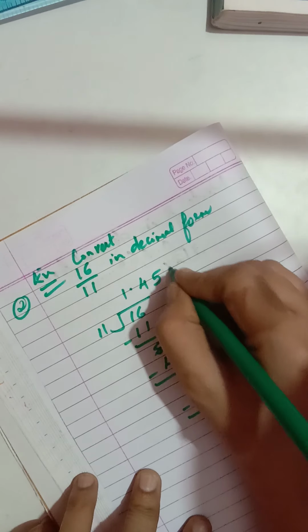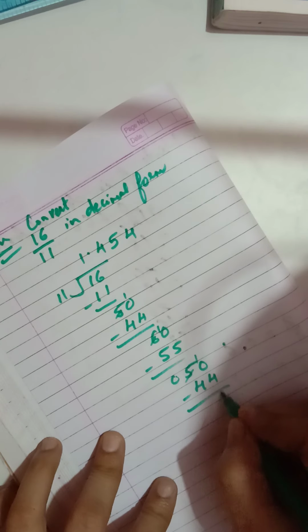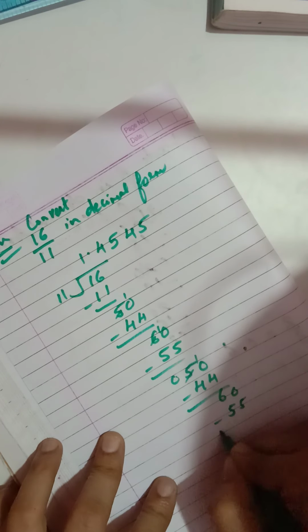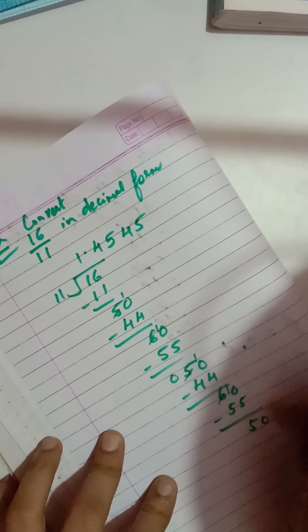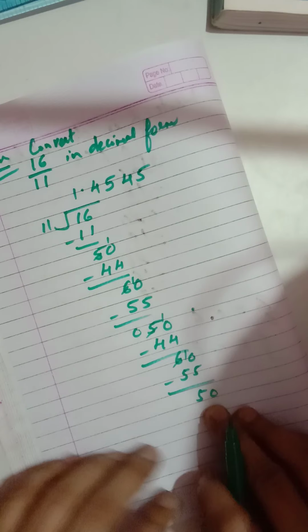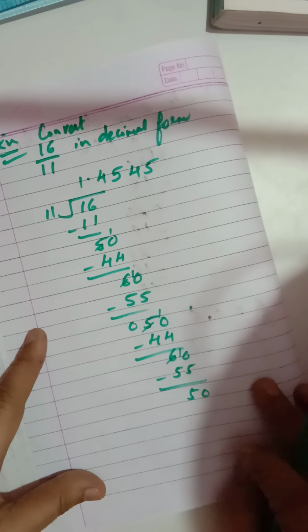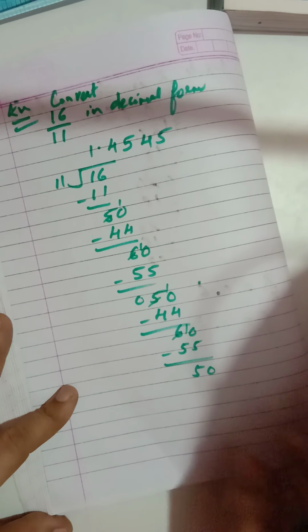Now here again 4s are 44, 6 0, again 5s are 55. So okay, children, 5 0. Now you can see, children, now 50, so again it will be 4, again it will be 5. That means your division is not getting over, not getting terminated. Okay, so this is what form, children.